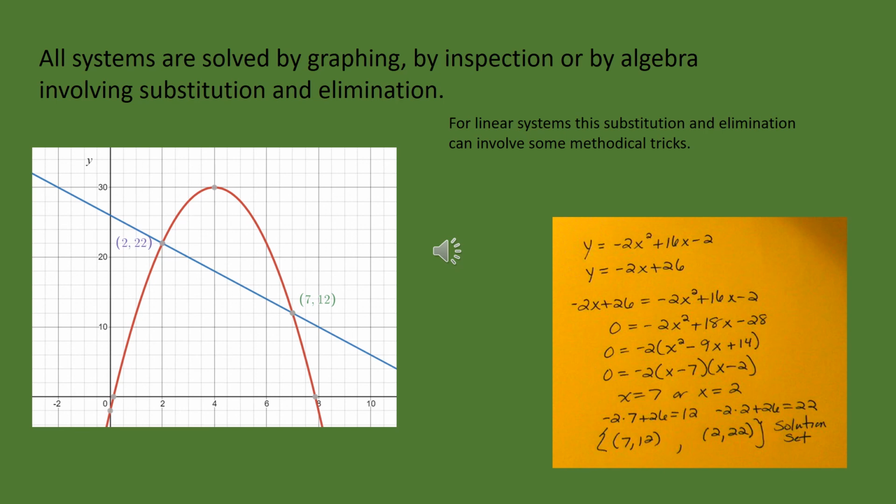When your system is linear, there are some methodical tricks that make the substitution and elimination a little bit more streamlined. The more equations you have, the more complicated things are, and then those methodical tricks come in handy. Calculators and software are often programmed with some of these tricks to make it even easier.